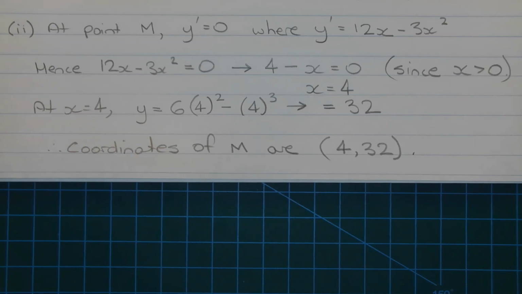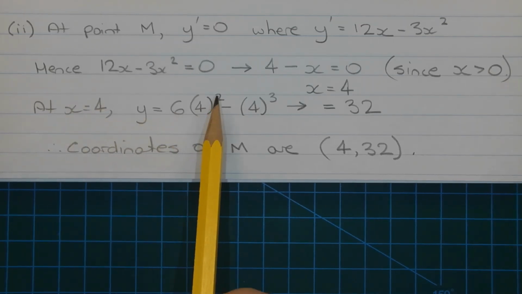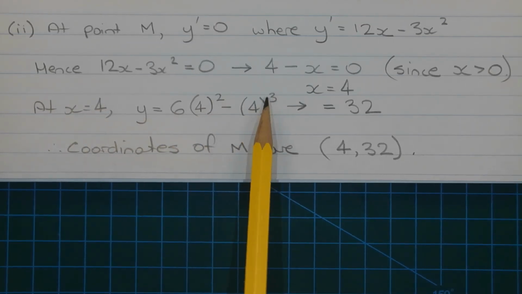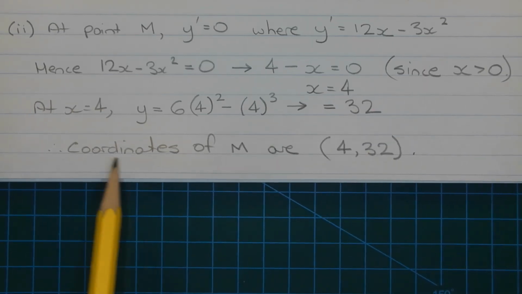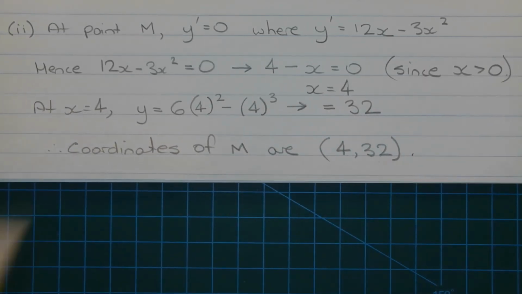But we need the y-coordinate of point M. So noting that y is equal to 6x squared minus x cubed and substituting 4 for x into that equation, at x equals 4, y is equal to 6 times 4 to the power of 2 minus 4 to the power of 3, which gives us 32. Therefore, the coordinates of point M are (4, 32).